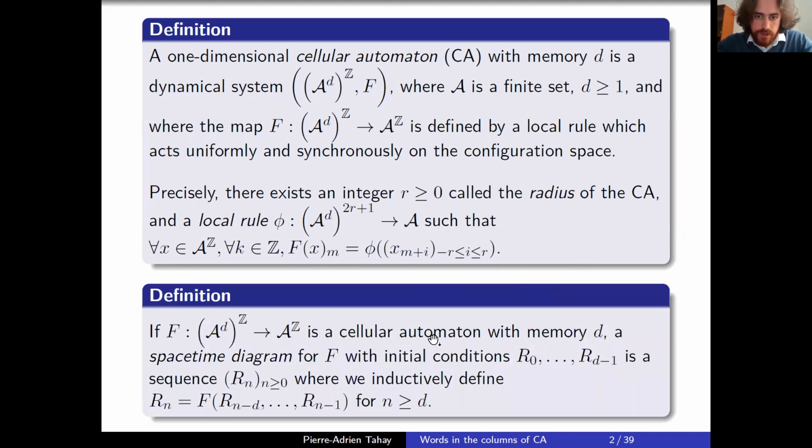And when you have a cellular automaton with memory D, when D equals one it is the classical definition of a cellular automaton without memory. We define the space-time diagram of the cellular automaton with initial conditions and a sequence inductively defined by the rule of the cellular automaton. And sometimes when we speak about the cellular automaton, we speak about its space-time diagram.